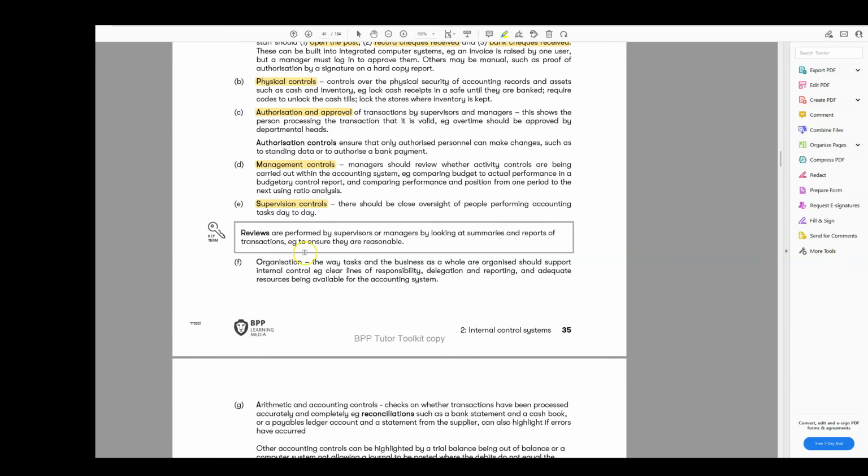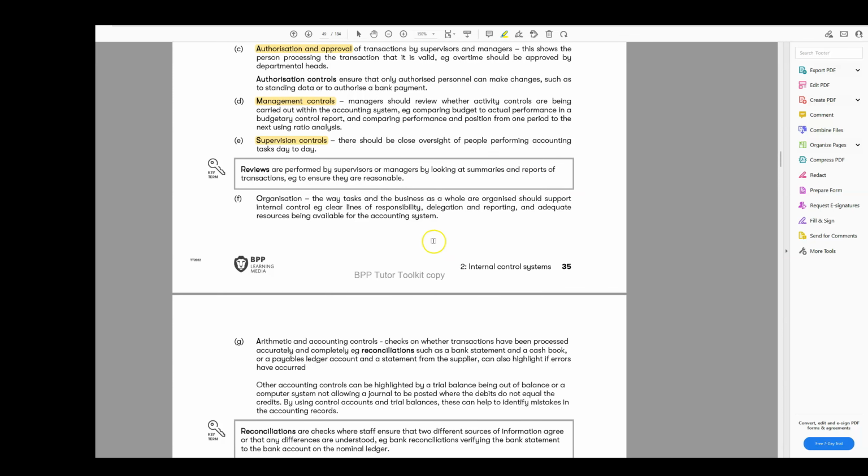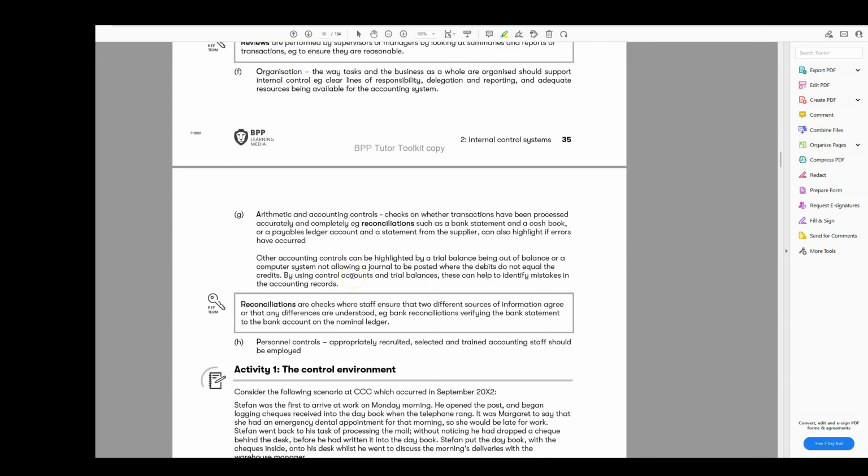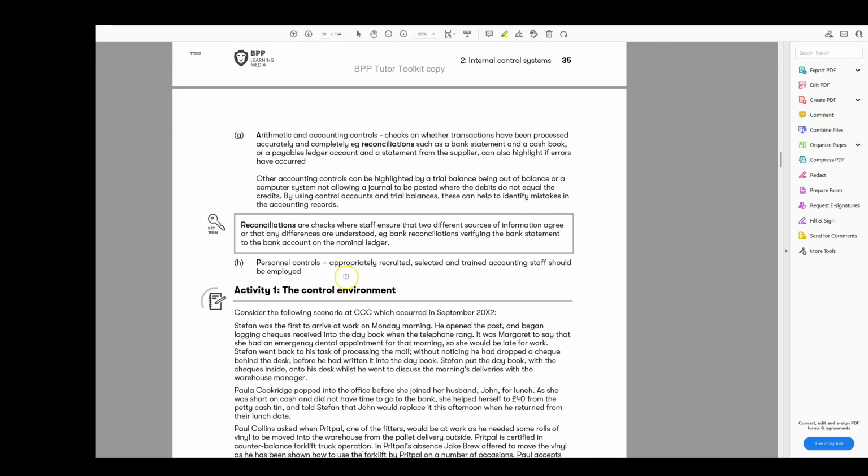Then we have reviews performed by the supervisor or manager by looking at summaries and reports of the transactions, for example, to ensure they are reasonable. And they can check based on the organization. They can have arithmetic and accounting control. So this is not very important. Every organization does that.